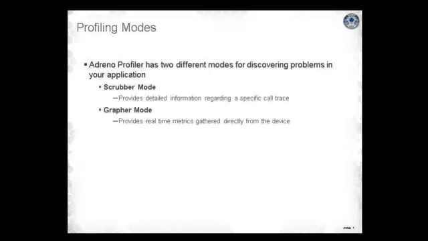So Profiler includes two different modes to help you identify where your problems are. The Scrubber mode allows you to do really detailed analysis of a single specific call trace. So this would typically be a single frame. Or Grapher mode. And what Grapher mode allows you to do is connect to the hardware counters in real time and monitor those. And I'll show both of these in detail.